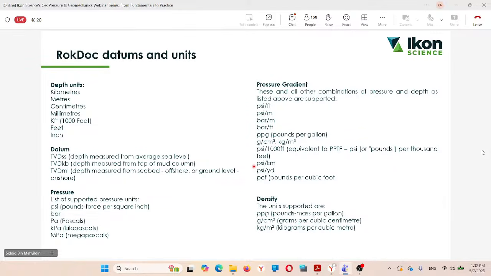In terms of depth, you can use any units that you are familiar with, kilometers, feet, up to you. The datum, we can change accordingly to TVDSS, TVDKB, TVDML, depending on whether you're operating offshore or onshore. Pressure, you can use bar, PSI, MPa. Same goes for pressure gradient, PSI per foot, bar per meter, bar per foot. And density, you can use ppg, gram per cc, and so on.